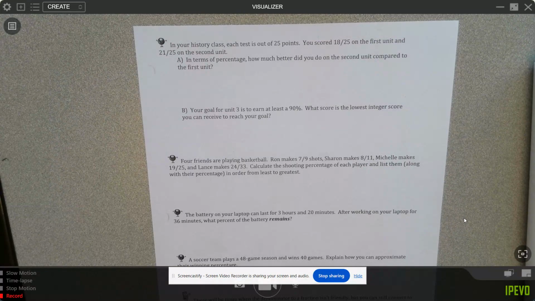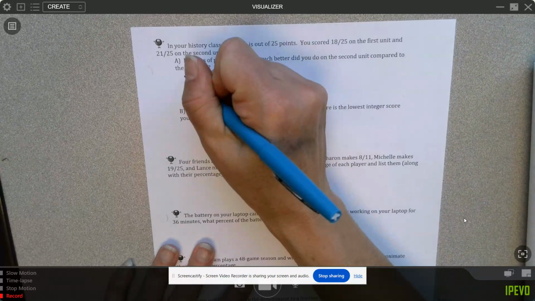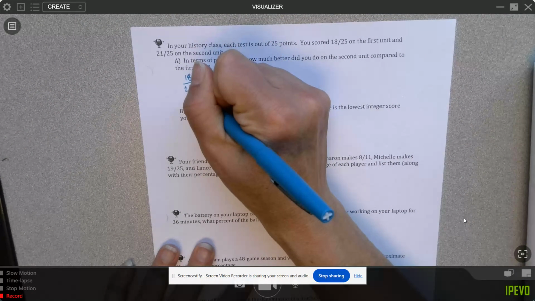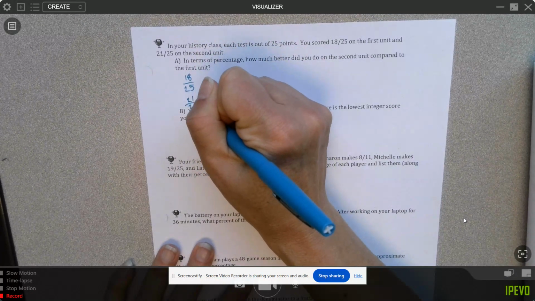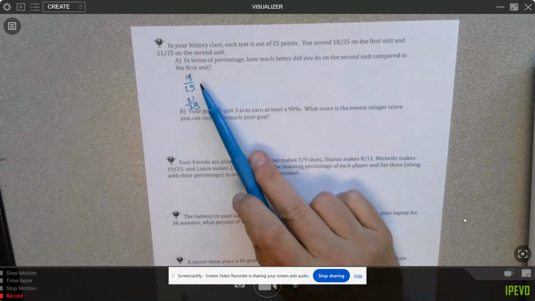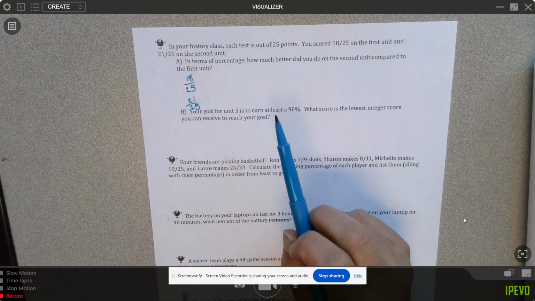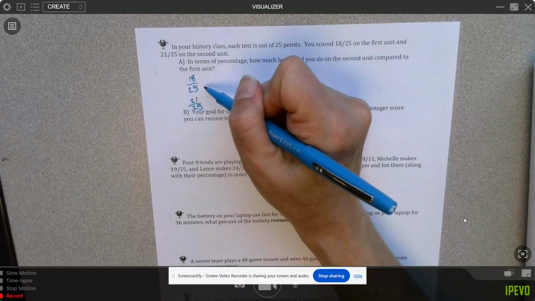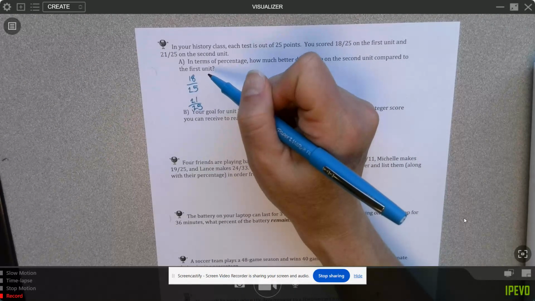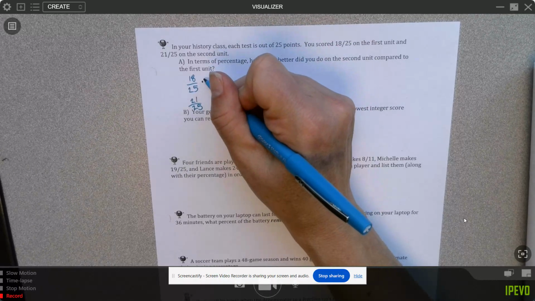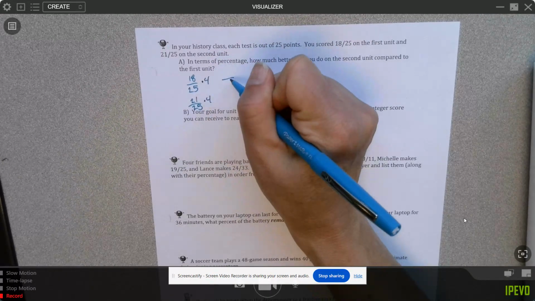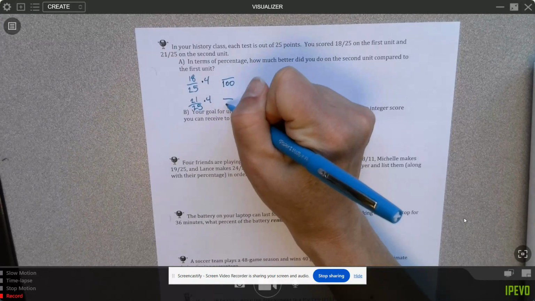Multi-steps when it comes to word problems sometimes. What do you think our first step is going to be? David? Convert the 18 over 25. Not just the 18 over 25. We need to convert both of those two percentages because we want to compare the first and the second percentages. So we're going to convert both of them. If there is 25 as our denominator, what do we want to multiply by, Amala? By 4. Because we know 25 times 4 gets us that magic 100.